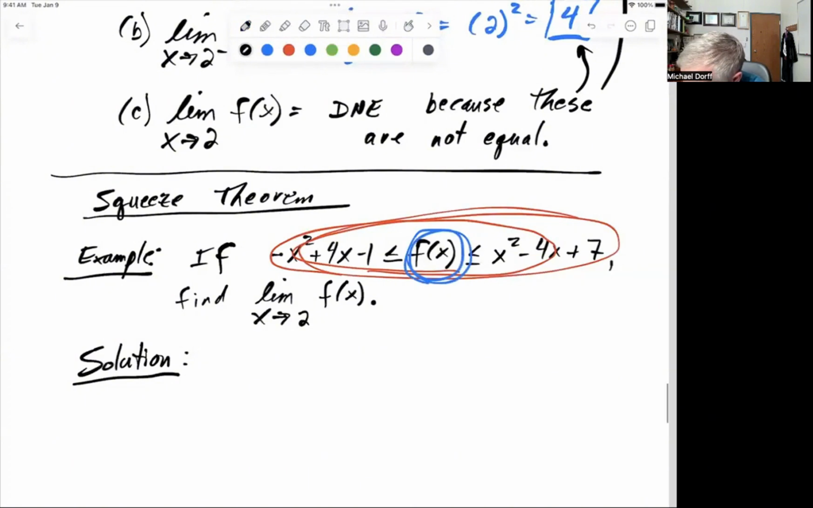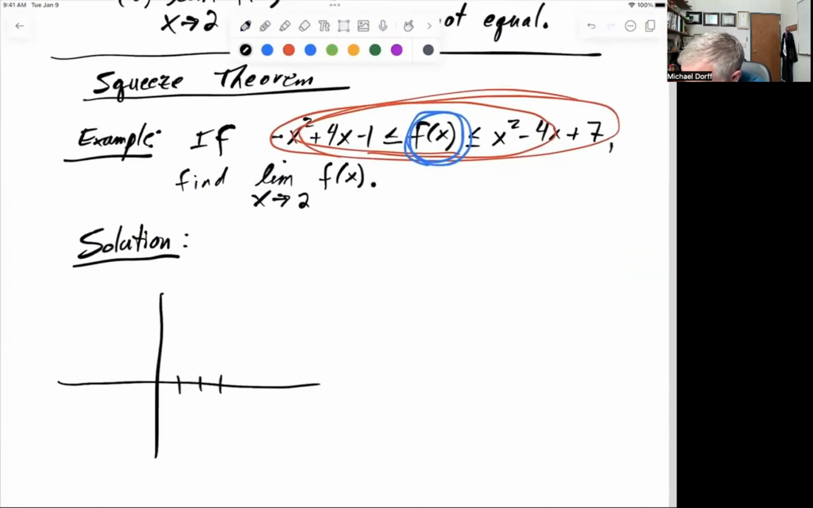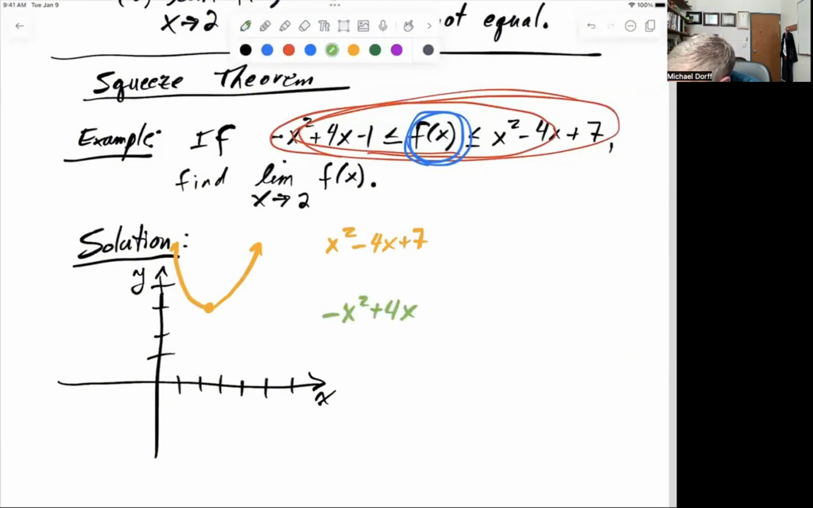Let me go ahead and sketch the graph of this. So here's my x-axis, here's my y-axis, and I'm going to pick some colors here. I'm going to pick my function x squared minus 4x plus 7, and if I graph that, it looks like this. Now I'm going to do my function negative x squared plus 4x minus 1, and it's going to look like this. I'm going to take my blue function f of x, and I don't know what it is, but I always know that it's between these values here. So you see the blue part is always between the orange and the green part.